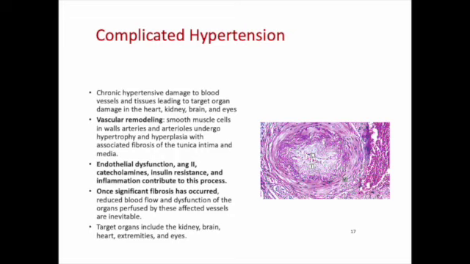With vascular remodeling, we have smooth muscle cells in the walls of the arteries and the arterioles that will start to undergo hypertrophy and hyperplasia at the tunica intima and the tunica media. You're going to see fibrosis here. Once there's enough fibrosis, we're going to see a reduced blood flow, dysfunction of the organs, dysfunction of perfusion, and it's all going to affect these vessels. Endothelial dysfunction, angiotensin II, catecholamines, insulin resistance, and inflammation are what contributes to this process.